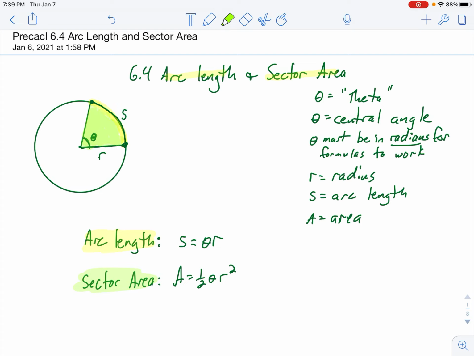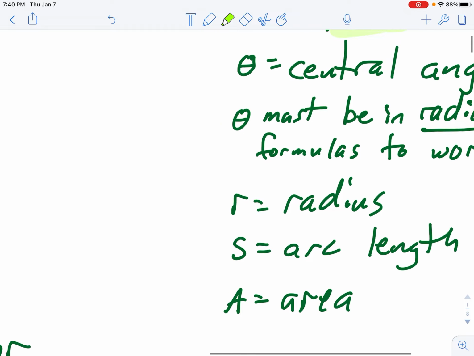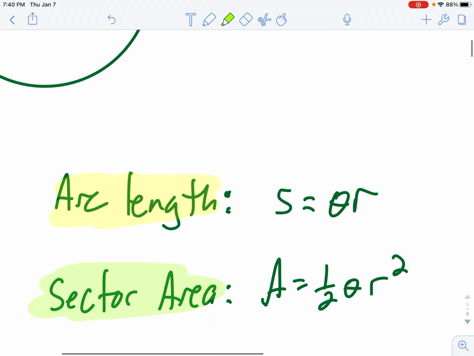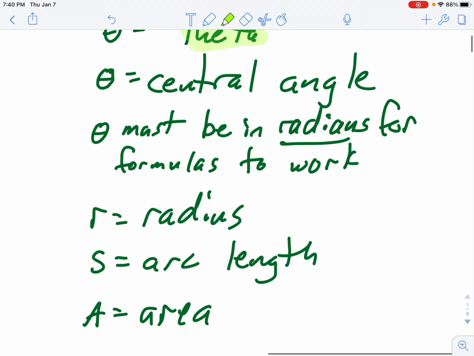We need to get familiar with the variables we're going to be using. So the central angle is this symbol right here, which I'm going to write again. It's a circle with a horizontal line through it. That is the Greek letter theta, part of the Greek alphabet. Now, theta is, again, the central angle. It is in both formulas that we're going to be using, and it's important that the theta must always be in radians for these formulas to work.